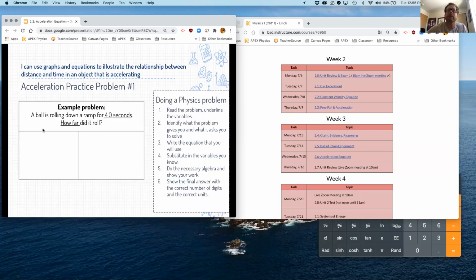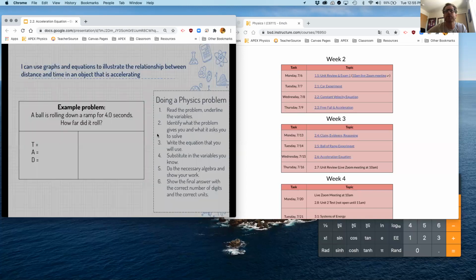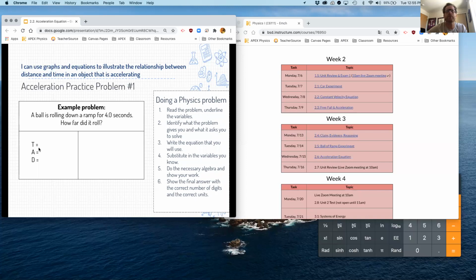Step 1, underline right here the important information. Okay, that's step 1. Step 2, identify what the problem gives you and what it asks you to solve. Okay, well, it gives me 4 seconds, and then that's it, right? And asks me, so how far? So that should be a question mark, but what's acceleration? Oh yeah, acceleration is going to be 9.8.